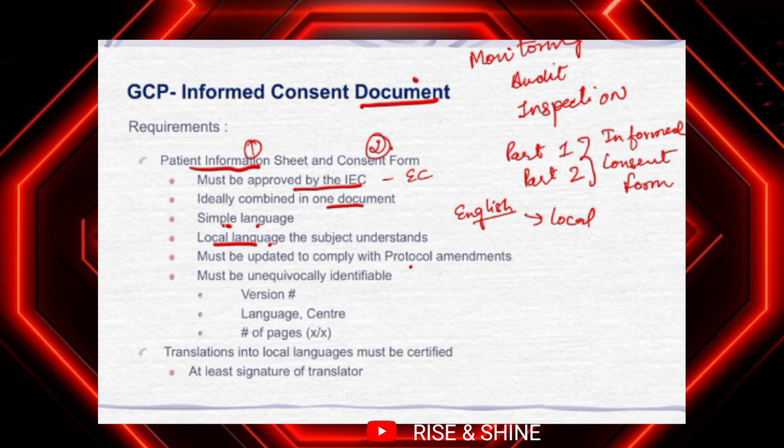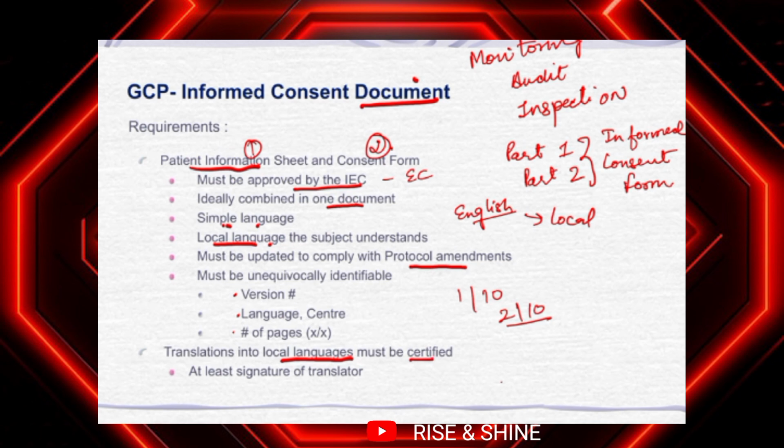It must be updated to comply with protocol amendments. If there is an amendment, you need to update the informed consent form. And it is controlled by version and language, and pages are mentioned like 1 of 10, 2 of 10, like this. Page numbering is captured on an informed consent form. Translation to a local language must be certified.